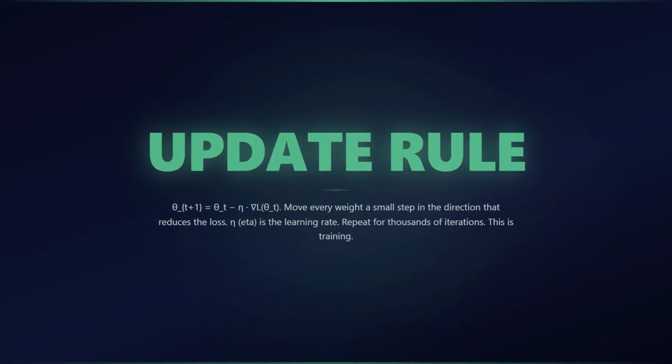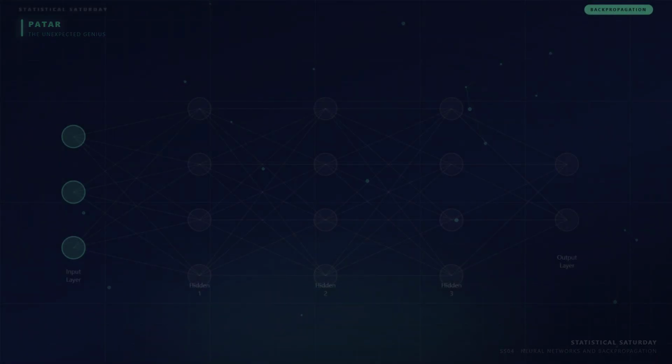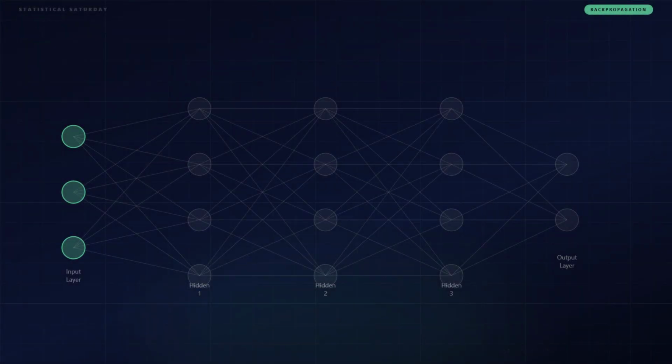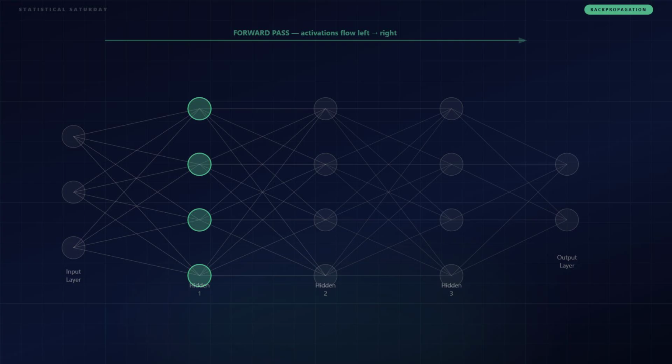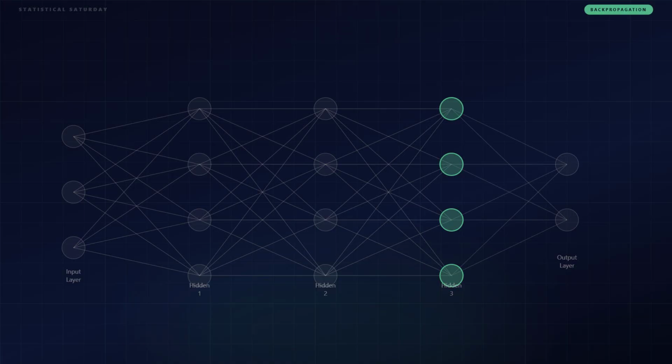This is training. But how do you compute the gradient for a weight in layer 1? The loss is at the output, which is 50 layers away. You apply the chain rule. The loss is a function of the output of the last layer. The last layer is a function of the second to last. That layer is a function of the one before it, all the way back to layer 1, back to the weights.